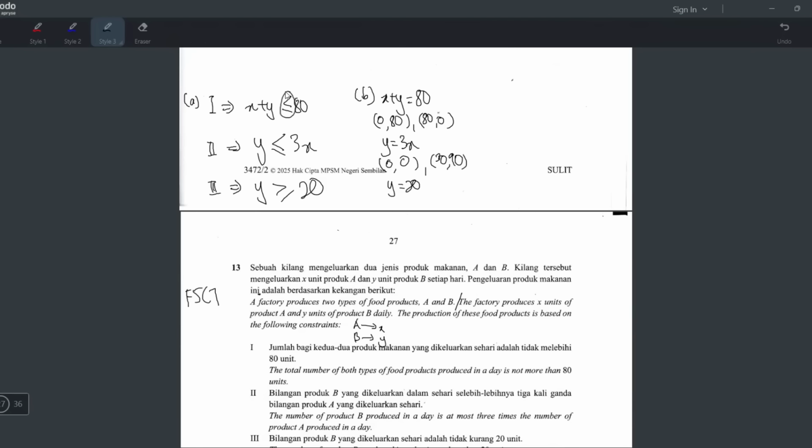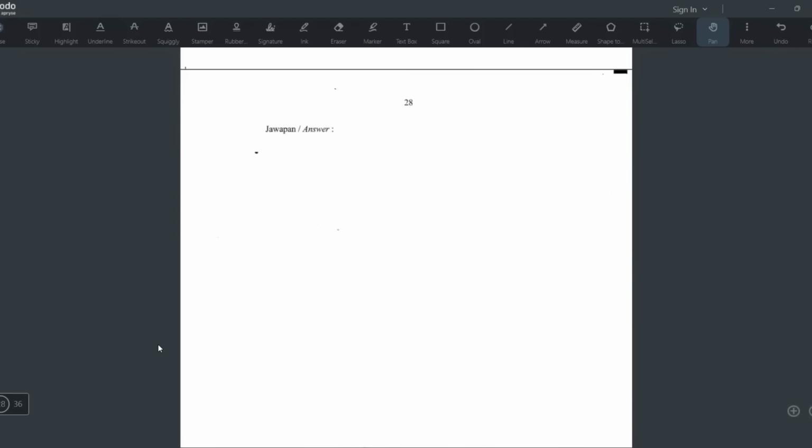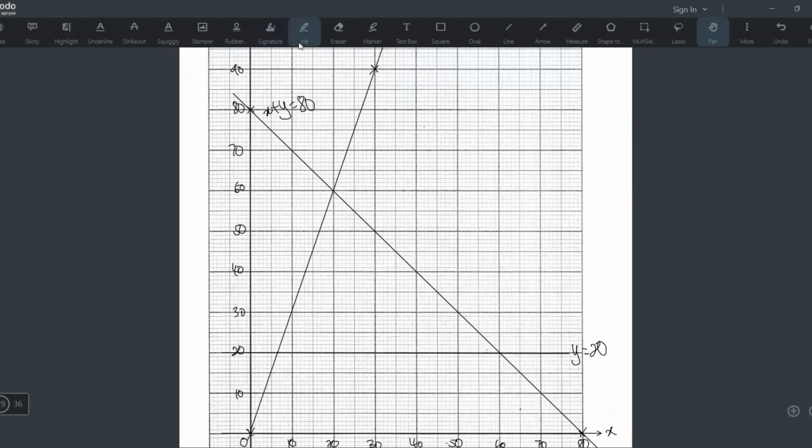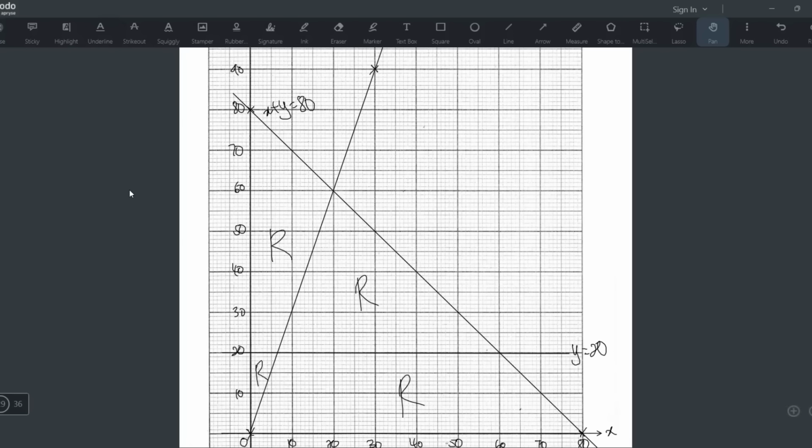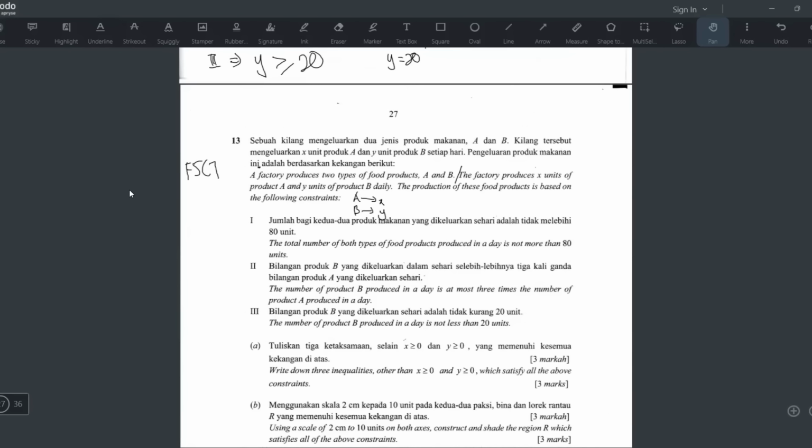Boleh terus tengok dia adalah smaller. So kita kena ambil bawah garisan. Tapi garisan yang mana? X plus Y equals 80 lah. So it will be this line, tapi ambil bawah. So your shaded region could be here, it could be here, it could be here, it could be here. Okay. And then, jangan lorek dulu, check with the second one.